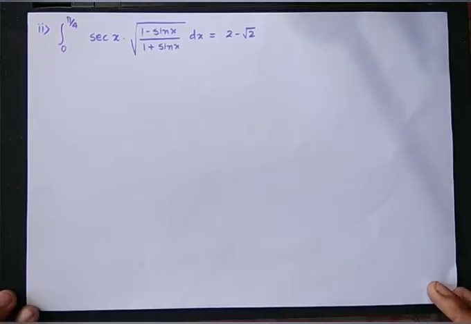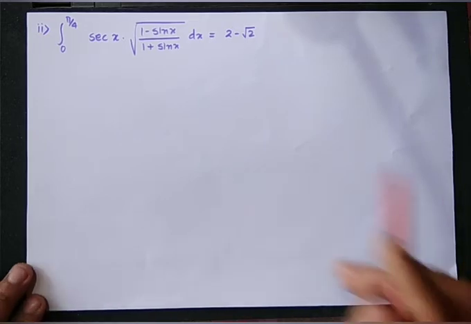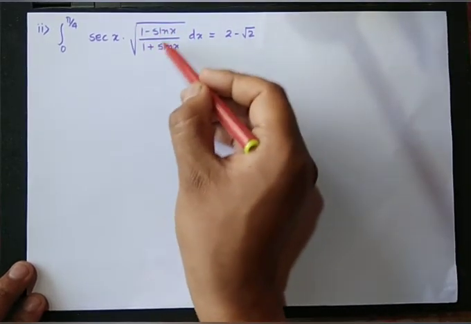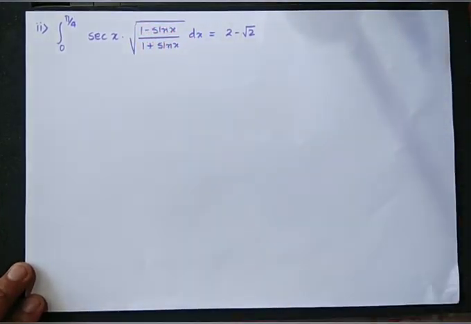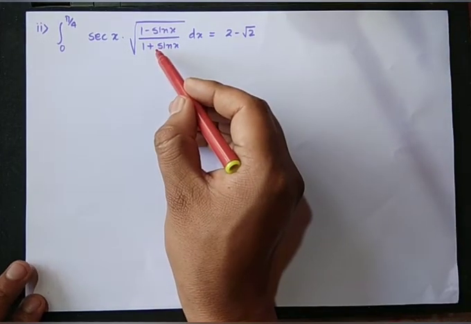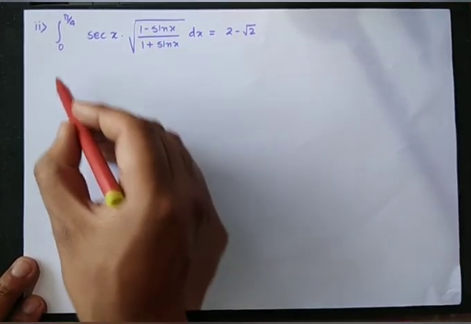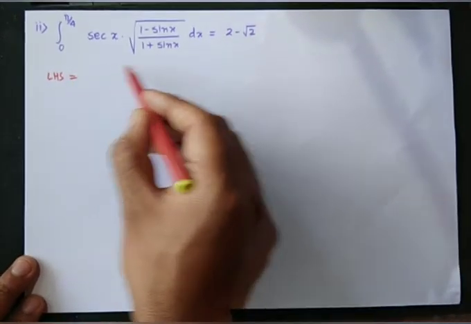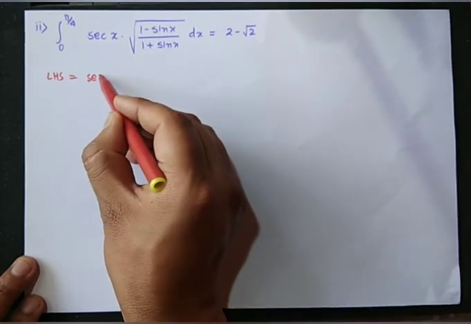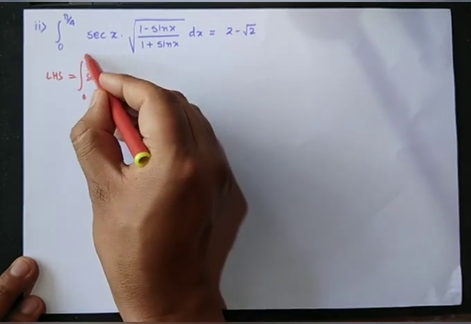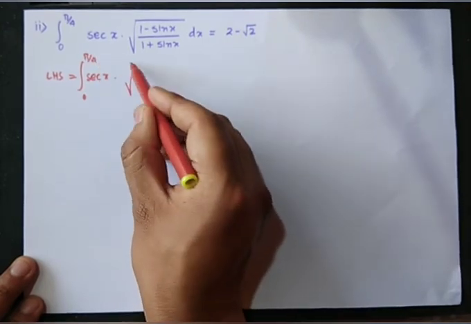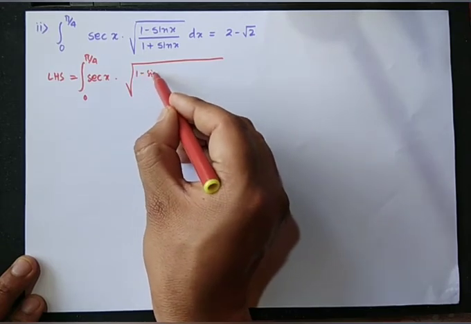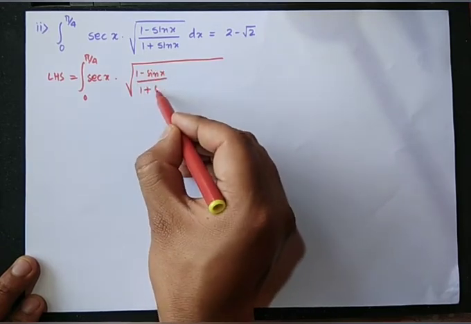Okay, let's see the last problem for the day. The question is sec x into the square root of this whole chunk. So let's try to remove the square root sign from here. What I am going to do is rationalization. I'm not going to write the left hand side, you will write it by yourself. So you have sec x, 0 to pi by 4, into, within the square root sign, 1 minus sin x by 1 plus sin x.